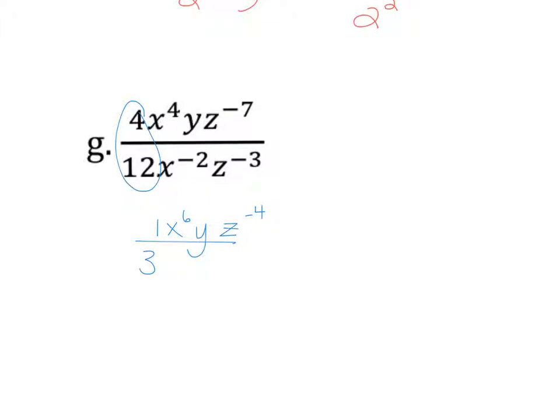So all of our bases are combined. Now let's just move our negatives. So x to the 6th and y get to stay up top. 3's in the bottom with z to the 4th. All of our exponents are positive. All of our bases are combined. That is it.